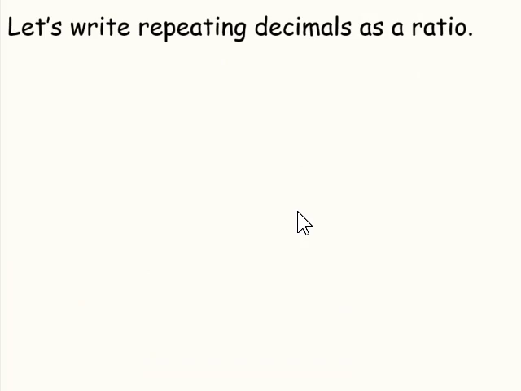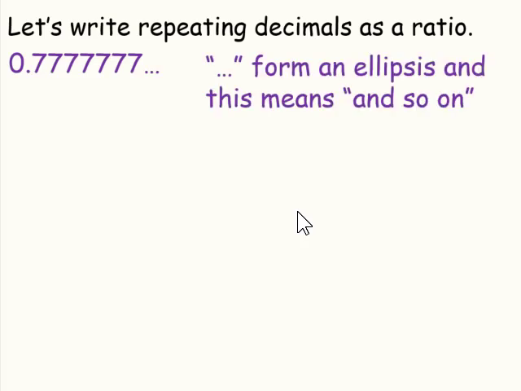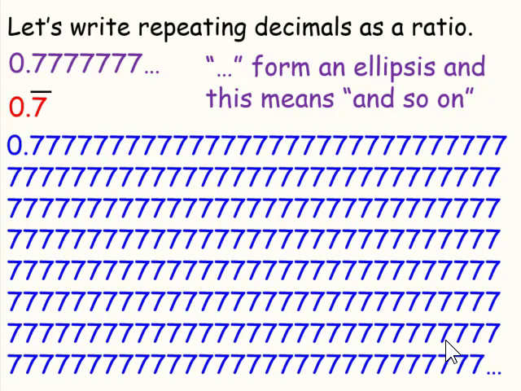Let's write repeating decimals as a ratio. When we take a look at this repeating decimal, we have to use the 3 little dots to form an ellipsis. This means "and so on." An easier way of writing this is 0.7 bar, which means the 7 continues forever.